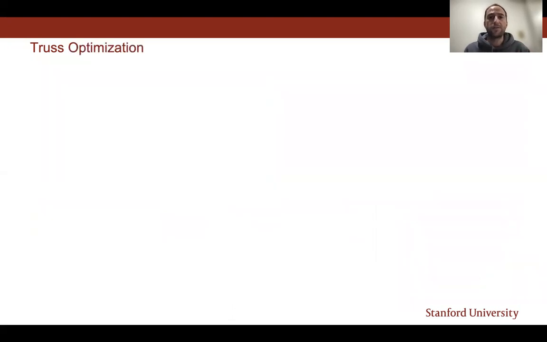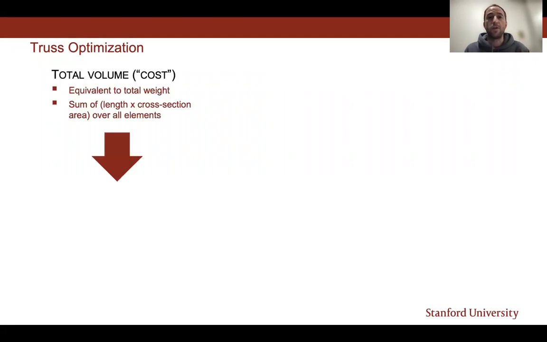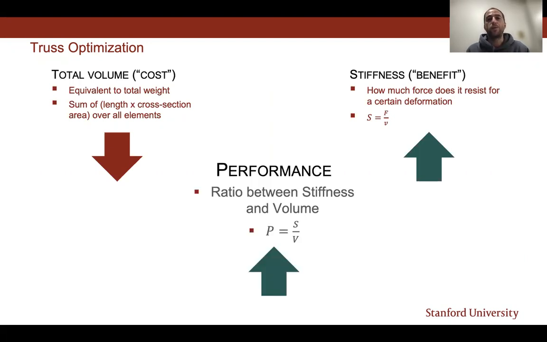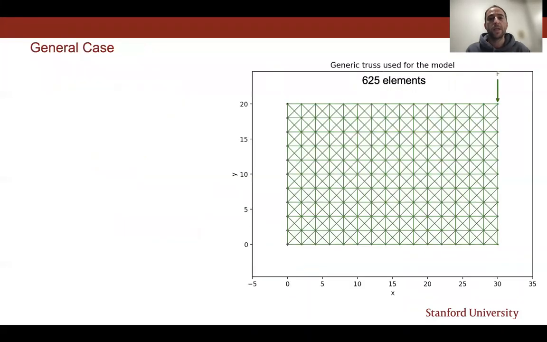And the truss optimization framework that we are using is a fairly simple one. On the one hand side, we have the volume, or equivalent to the weight, and that's like the cost. And on the other hand side, we have the stiffness, which is the benefit, is how resistant to deformation is our structure for a given load. So the performance is the ratio between the two, is how much stiffness do I get for a given volume.